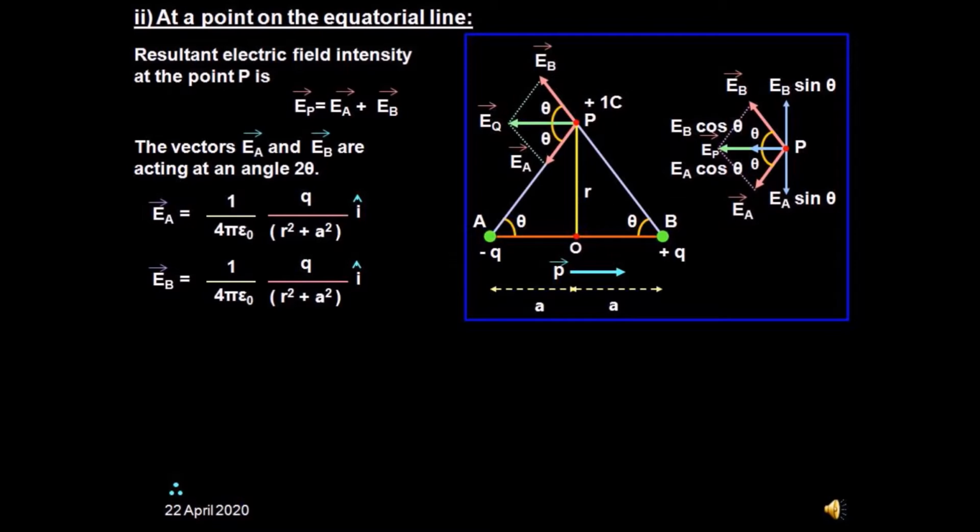So see the formula on the left side, EA. Since the formula is kq upon distance square, so k means 1 upon 4 pi epsilon 0, q upon distance AP square we have to put, and AP is root of r square plus a square. So finally root will be eliminated with the square and we will only have r square plus a square in the denominator. So we have got EA magnitude. Now we will find EA direction.